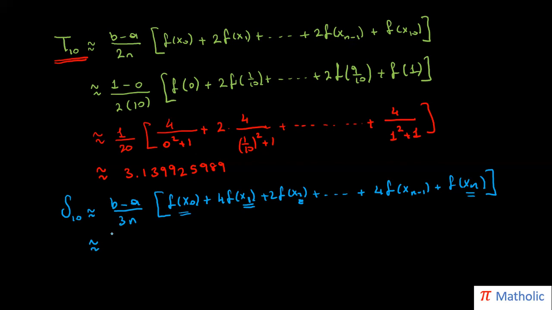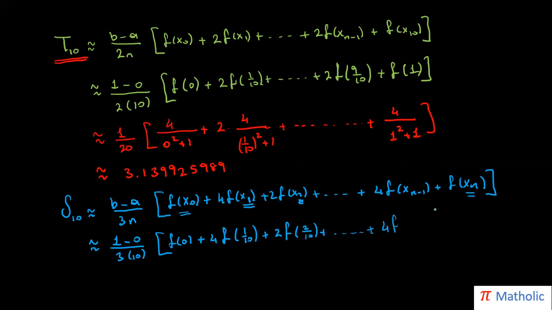So let's use our formula. What is B? 1 minus 0 over 30. f of x0, which I just wrote here, is f of 0, plus 4 times f of 1 over 10, plus 2 times f of 2 over 10, which is 1 over 5. Plus, it keeps going like this. You can write them all. I just want to skip this part. The one before the last is 4 times f of 9 over 10, plus f of 1.